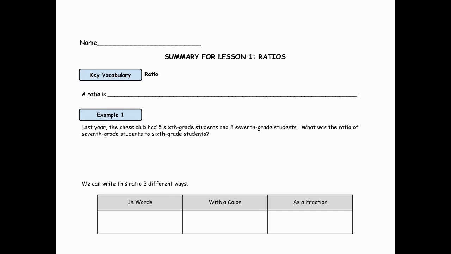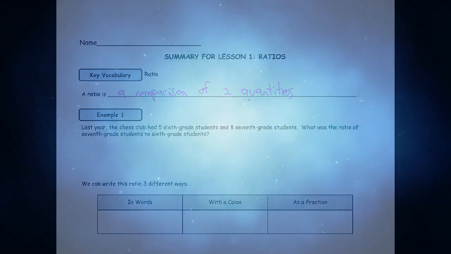First, we have some key vocabulary. Ratio. A ratio is a comparison of two quantities. In other words, it's just a way to compare two different things.